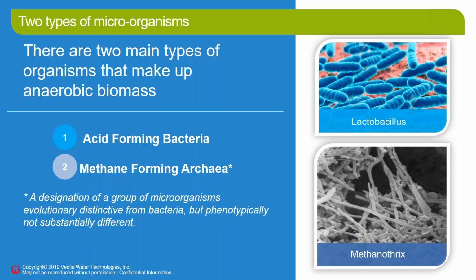Next. So there's two main types of organisms that make up anaerobic biomass. So it's sort of like a two-step process. And the first step is done by the acid-forming bacteria. And the second step is done by methane-forming archaea. And archaea, don't get confused, they basically do the same thing that bacteria do.